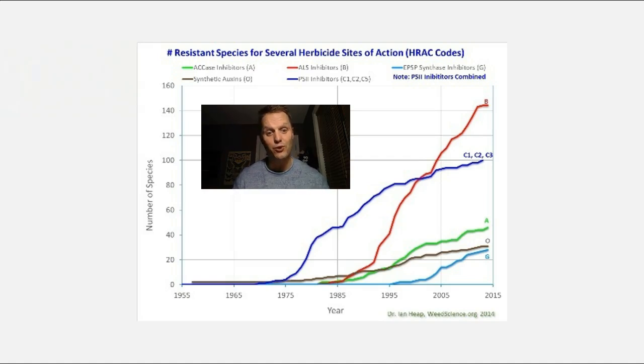Now this graph shows you all the different resistant species to different types of pesticides. Each color is a different pesticide. On the x-axis we have time, on the y-axis we have the number of species. And as we go across time, we can see that the number of species becoming resistant to our pesticides is also going up. It's increasing. So this means that the more we spray, it's more likely that it's not going to be efficient at killing insects and pests as time goes on.